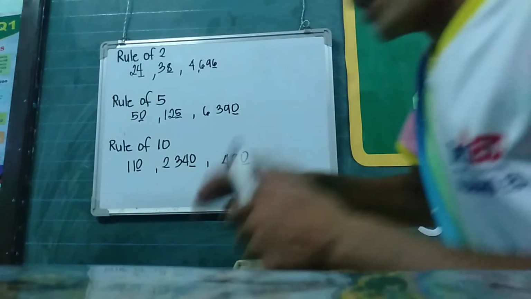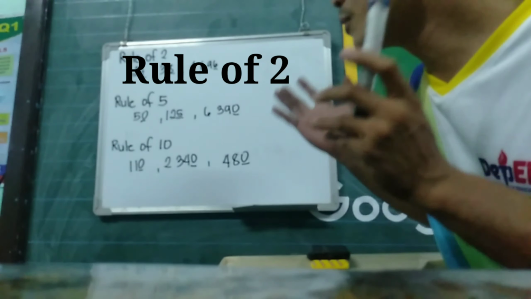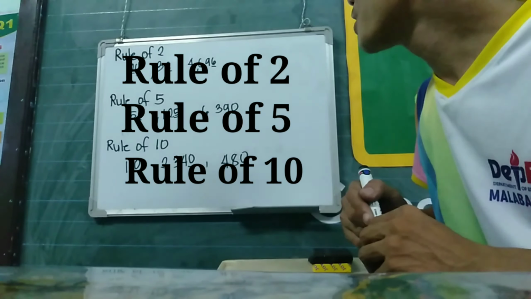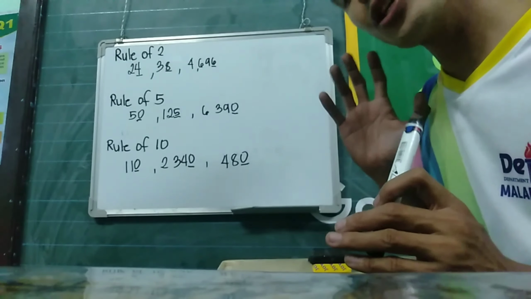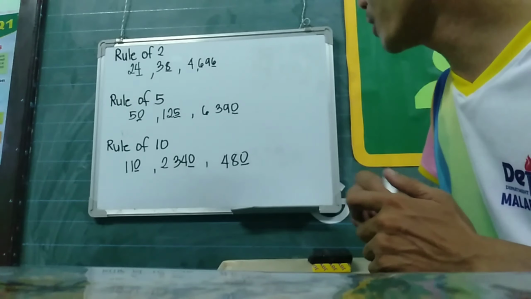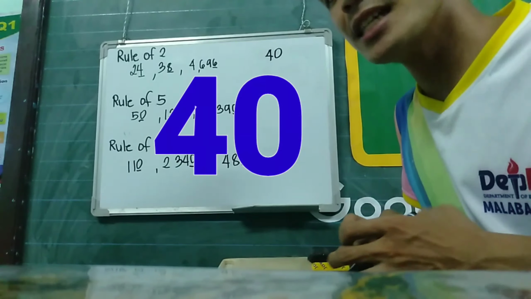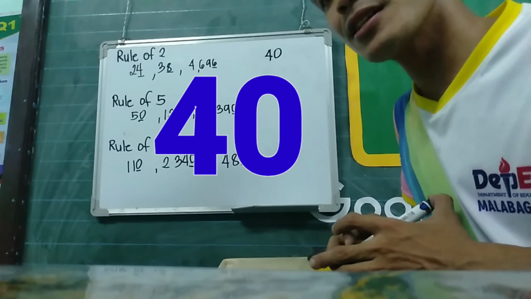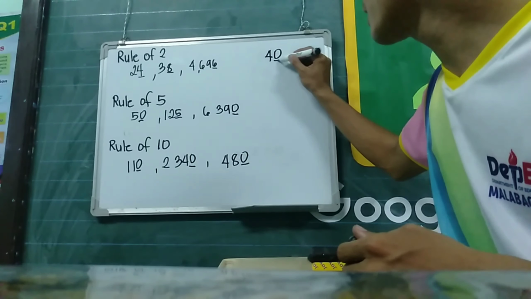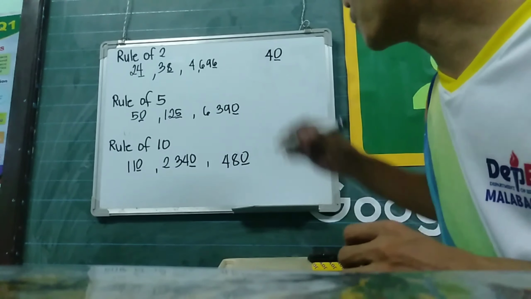Okay, so this time, let us check if you really understand the rule of 2, the rule of 5, and the rule of 10. Let's have a short exam. So we'll start the rule of 2. You will just say yes if it is divisible by 2. Okay? Very good. So example, 40. Is it divisible by 2? Yes or no? Very good. Yes. Why? Because it ends with 0. Or the number 40 is an even number.